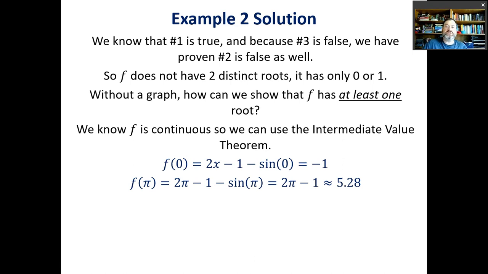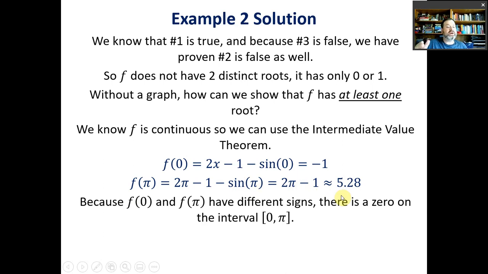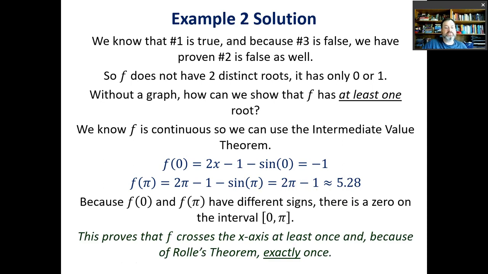So I picked the 2 easiest numbers to evaluate, right? 0 and pi, right? So plug in 0 here, you get -1. Plug in pi here. Sine of pi is 0, so you get 2 pi minus 1, which is around 5.28. So because f of 0 and f of pi have different signs, there's a 0 on the interval from 0 to pi. So the function crosses the x-axis at least once.